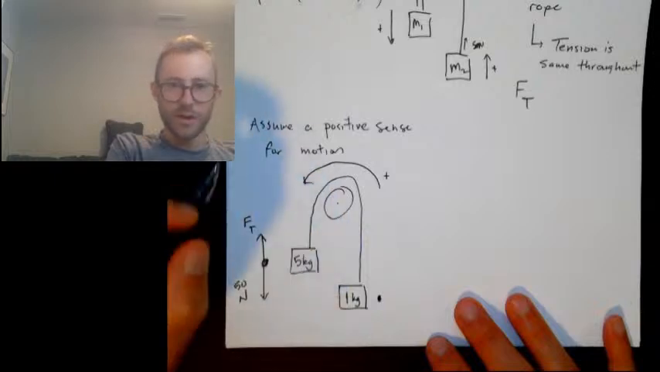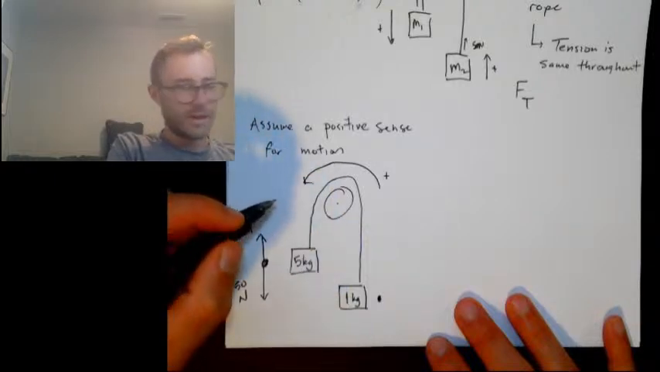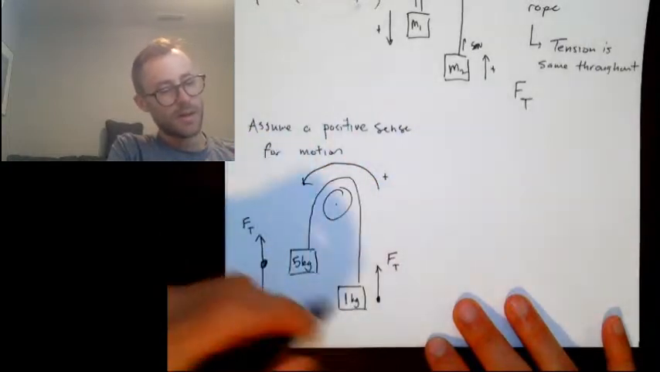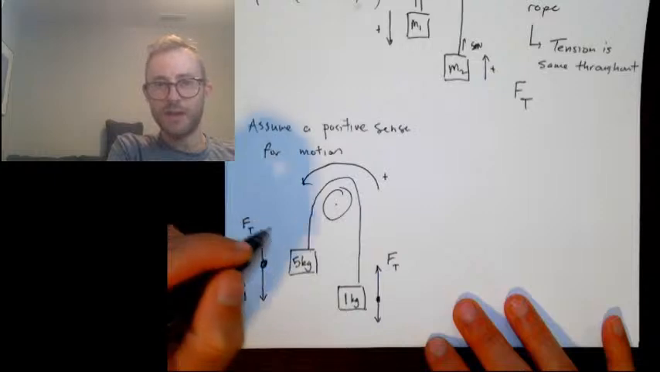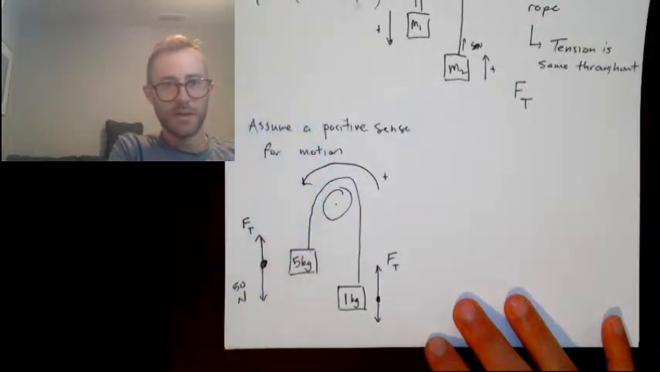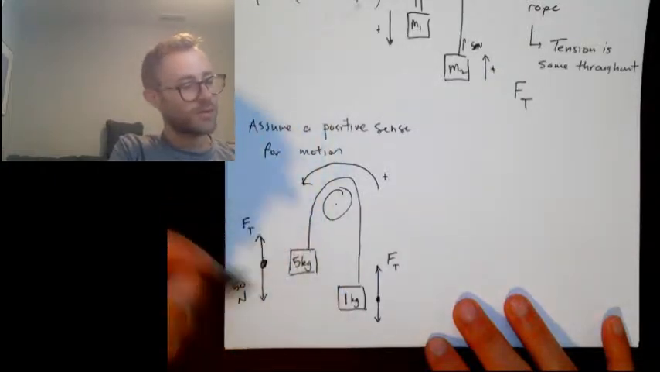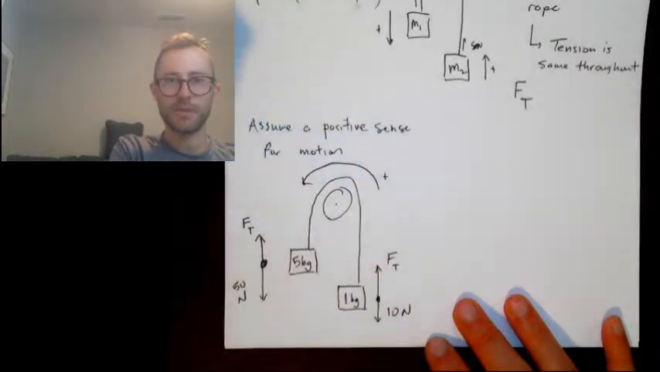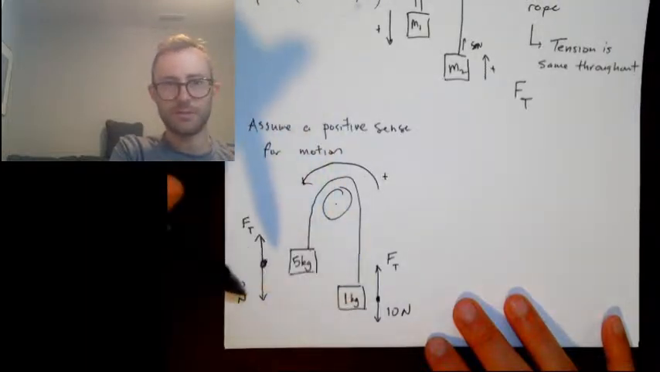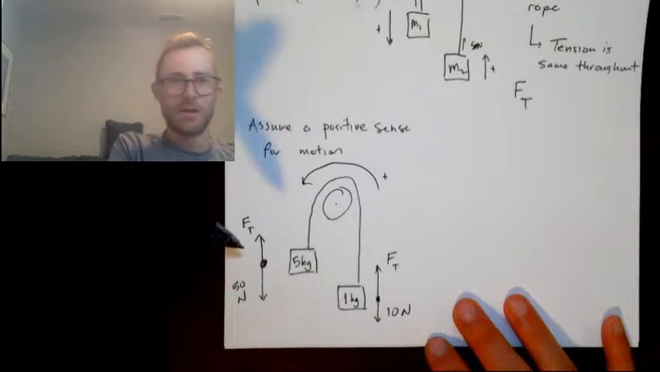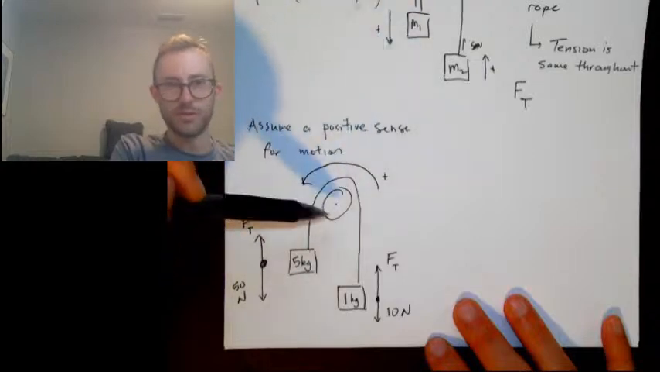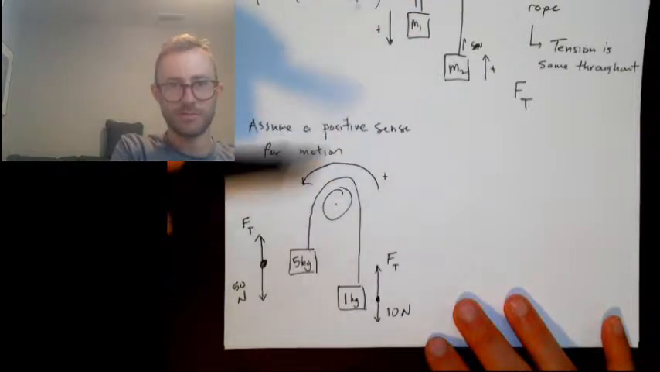If we look at the 1 kilogram mass, it has tension pulling it up and weight force holding it back. The weight force on this 1 kilogram mass is going to be m times g, 1 times 10, 10 newtons. So we call this an interacting system because there are two masses. And by the way, the pulley is held fixed, so the pulley is not moving up or down.